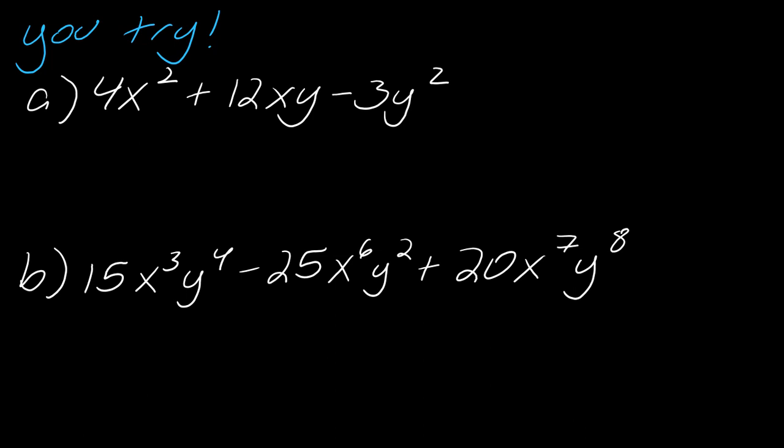Okay, so for this first one, let's see: 4x squared, 12xy, and 3y squared. Well, first of all, as far as numbers go, I've got 4, 12, 3, and nothing divides all 3 of these. Sure, 4 might divide these 2, but it won't divide this one. And 3 will divide these 2, but it won't divide this one. So there's no number part of the GCF. And then I've got x squared, xy, and y squared. Same problem here: not all 3 terms have an x, not all 3 terms have a y.